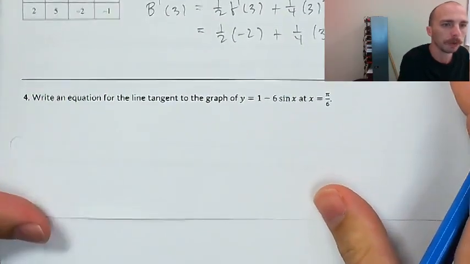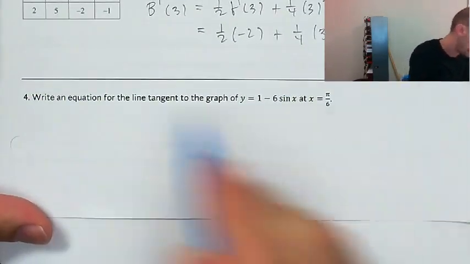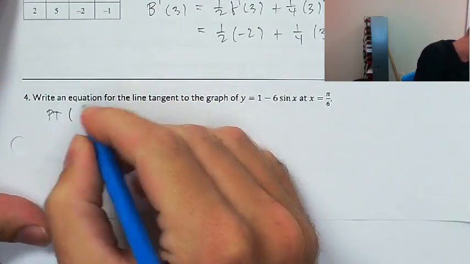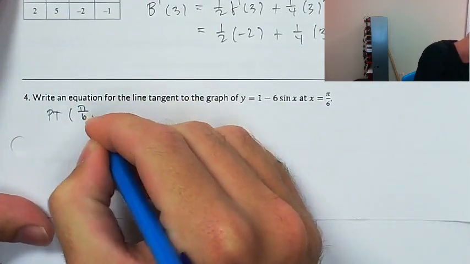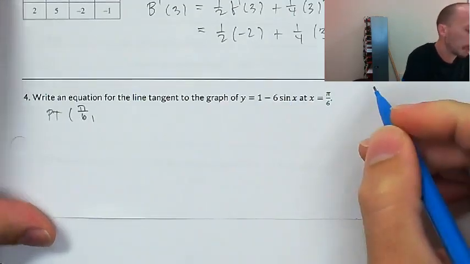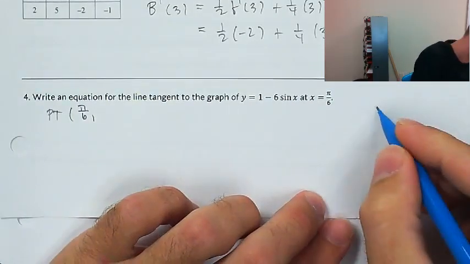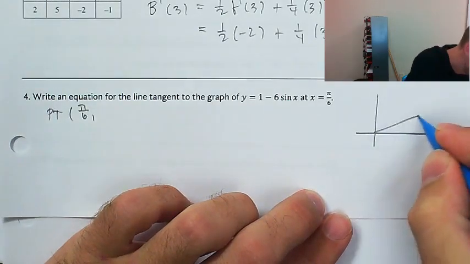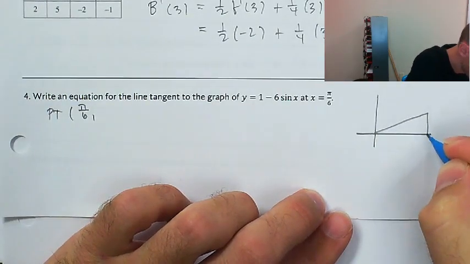And the next one's asking us for an equation for a tangent line. So we're going to need a point. The point is x equals pi over 6. And y is going to equal 1 minus 6 pi, sine of pi over 6. Okay, so I'm going to draw the triangle. Pi over 6 is pretty down low over here. It's kind of like the first stop, so I'm going to draw it like that.